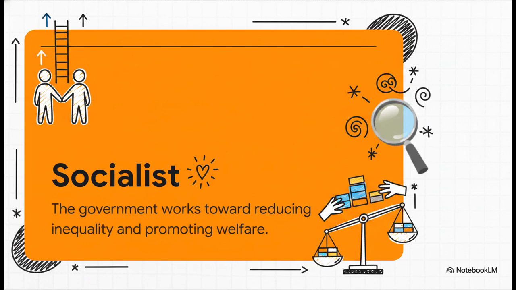Next is socialist. Now, I need you to put away whatever preconceptions you brought over from economics class. Strictly within the context of this Constitution, socialist means the state has a mandate to actively work toward reducing inequality. It's the legal backbone for things like minimum wage laws and social welfare schemes. It makes sure the government is fundamentally tasked with promoting the welfare of the people so wealth and opportunity aren't just hoarded at the top.